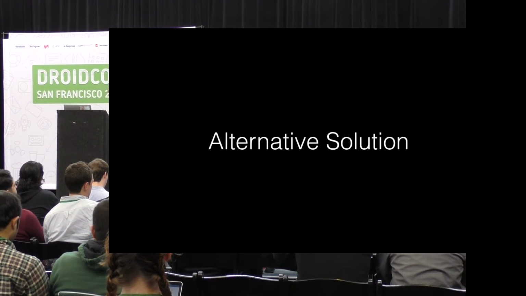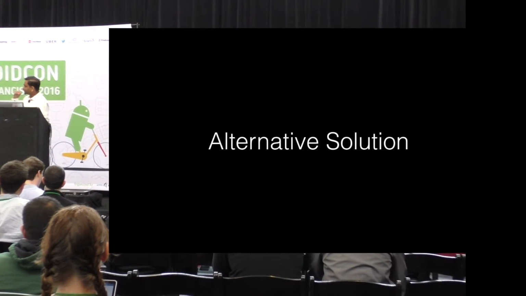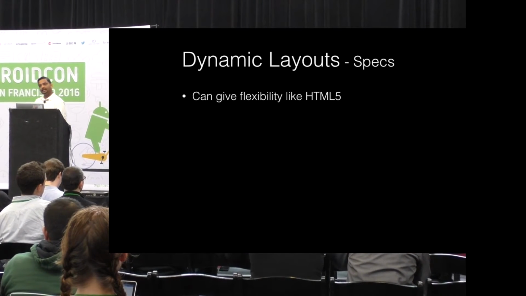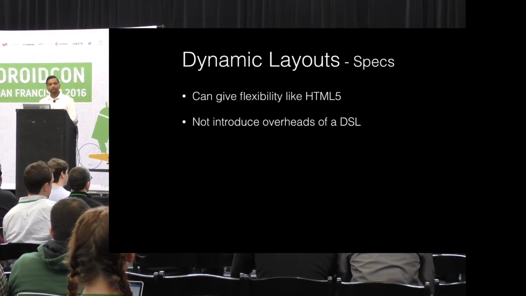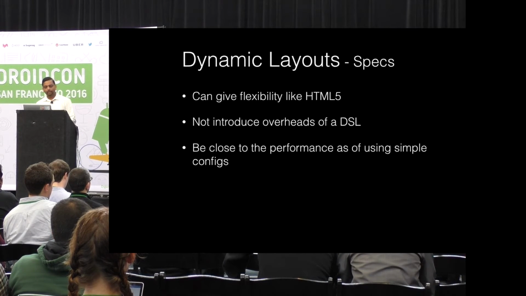So what's the alternate solution that we did? We'll take a step back. Let's look at the specs once again. We wanted to have a flexibility like HTML5. We did not want to introduce the overheads of a DSL. And we wanted to be close to the performance of using simple configs. Now, the 3 things together are quite challenging to go through.